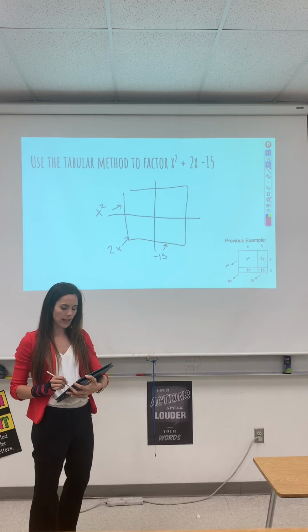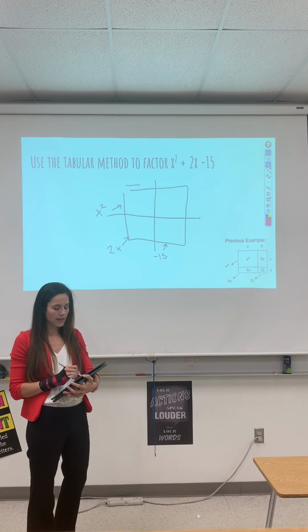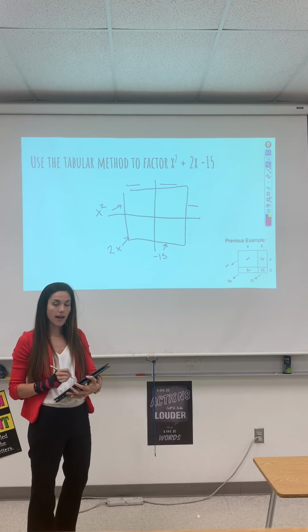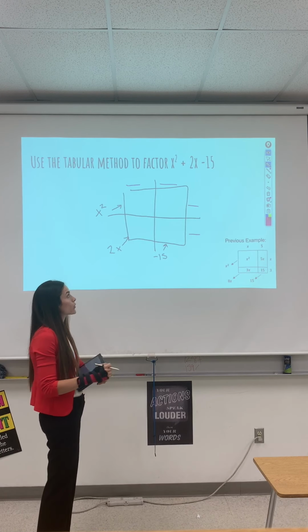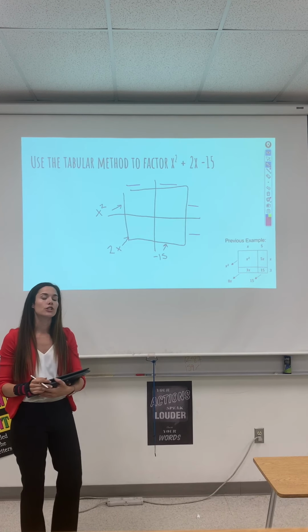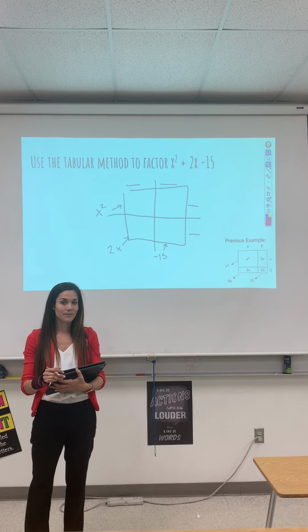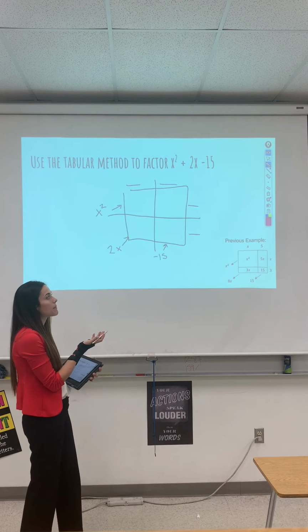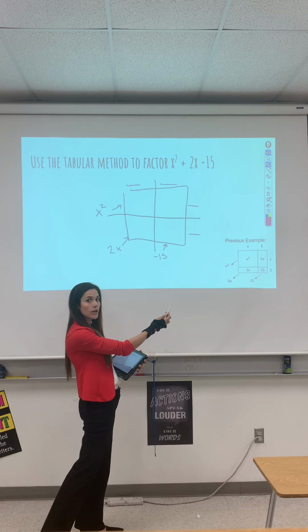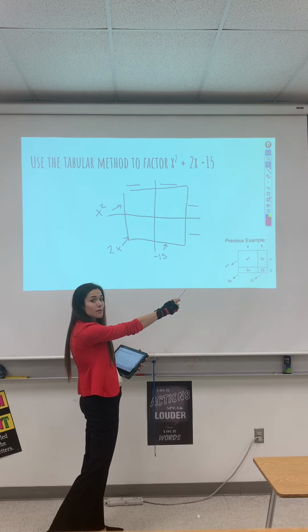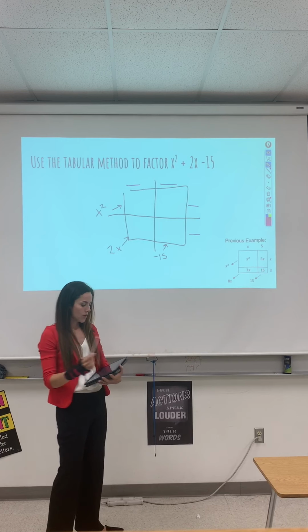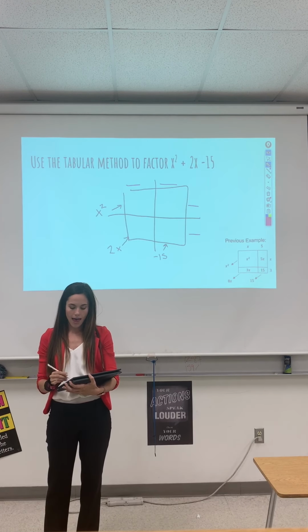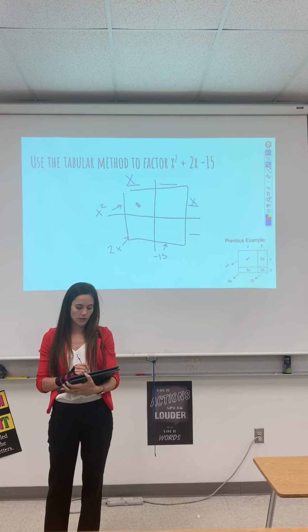So now I would like to find the length and width of each section in order to create x squared plus 2x minus 15. We're just going to work backwards. If we look at our previous example, you can see that x squared was obtained by doing x times x. Well, that still holds true here. x times x will still get me x squared.